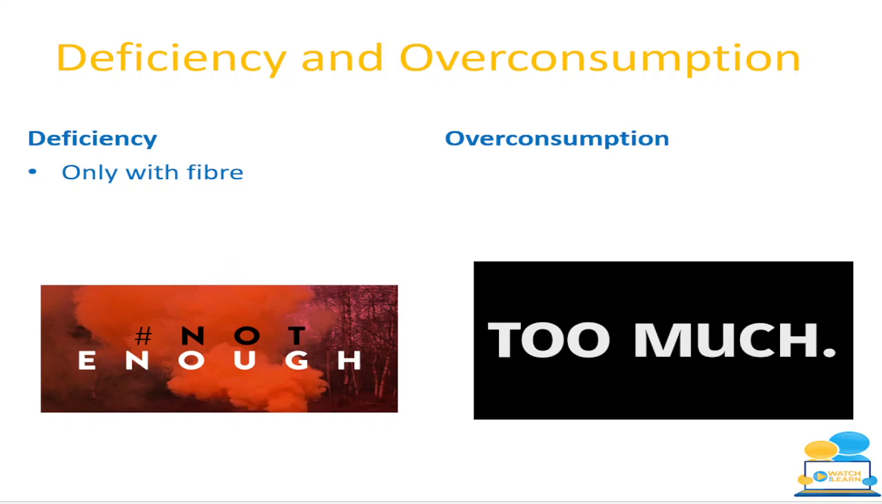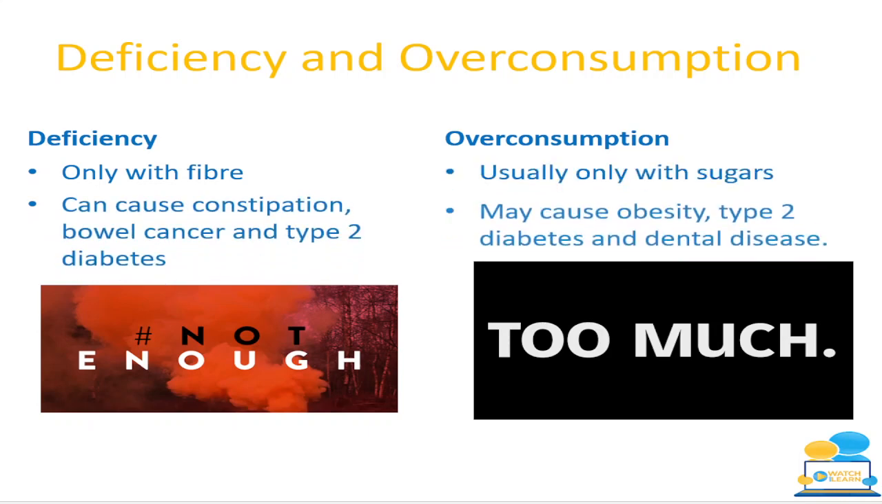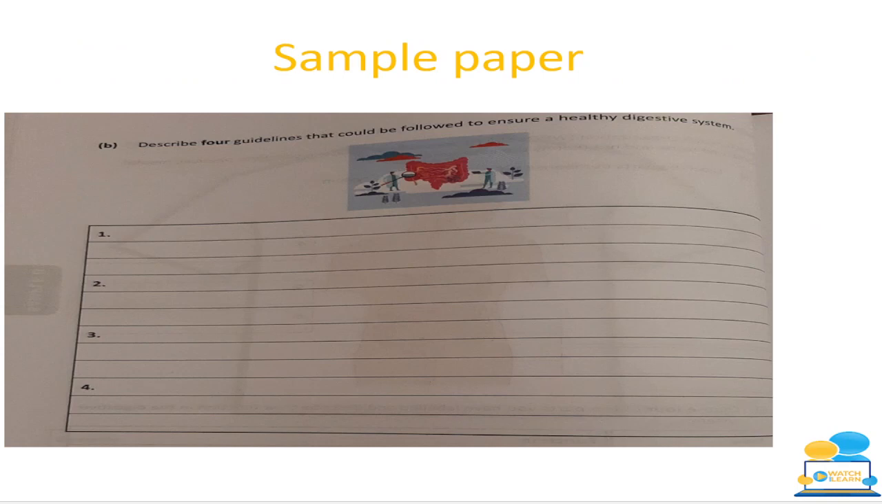Again, with carbohydrates, the only deficiency, meaning not enough or you're lacking, is only with fibre, and this can cause constipation, bowel cancer and type 2 diabetes. All right, so here's a sample paper. It's part B. It says describe the 4 guidelines that could be followed to ensure a healthy digestive system.